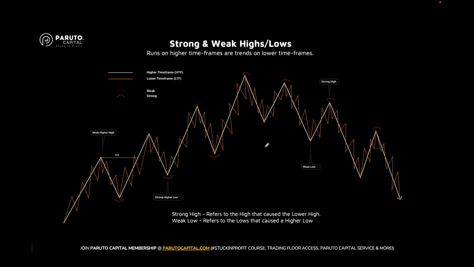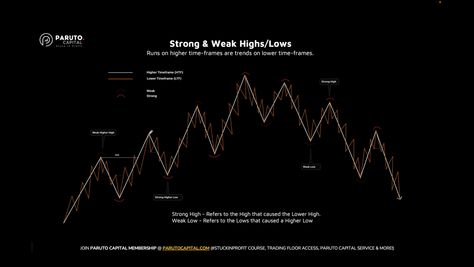Now let's look at the concept of strong and weak highs or lows. So basically, I have emphasized earlier, runs on the high time frames are trends on the lower time frames. So you can see again, the white lines are the higher time frames, and then the orange lines are the lower time frames. But there's also something to pay attention to. So you can see price came here, pulled back a little bit, and then took out this previous high, right? So this low that took out this high is called a strong low. And why is it a strong low? Because it did its job. It took out this high, so that's a strong low. Now this becomes a weak high because it was taken out by this strong low.